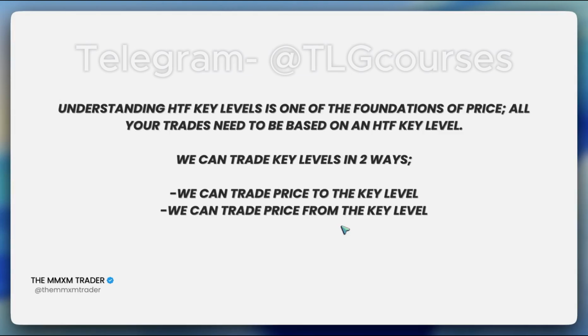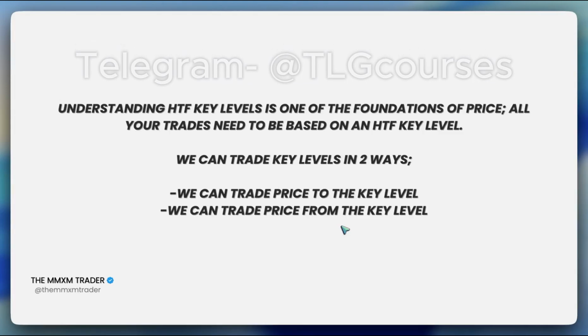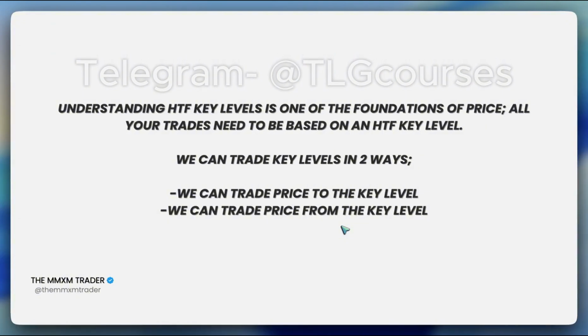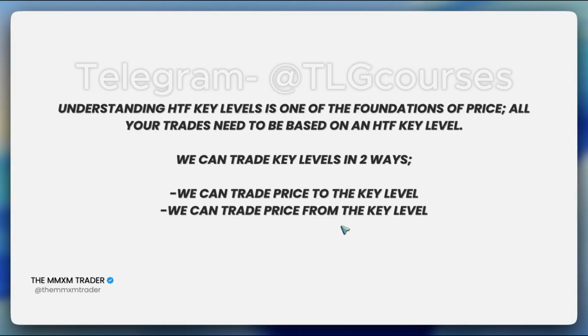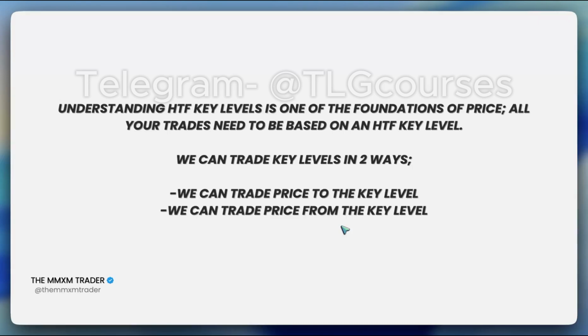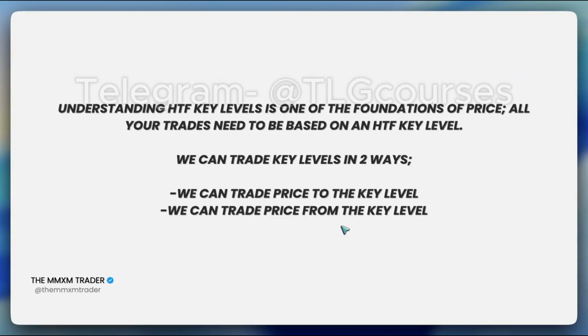We can trade key levels in two different ways, right? We can first trade price to the key level. We're using it as a drawn liquidity, so we go from higher time frame key level to higher time frame key level. Or we can trade price from the key level, so we use it as a potential area of reversal to then trade to an opposing high time frame key level or lower time frame liquidity.